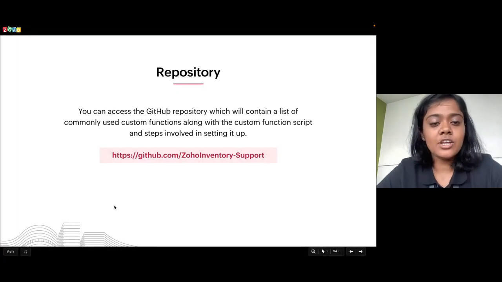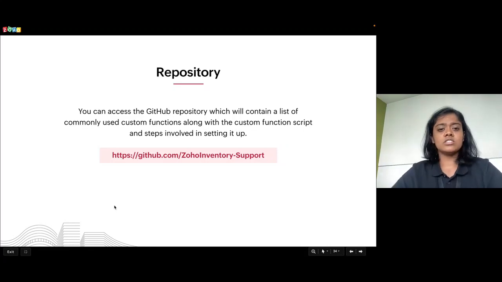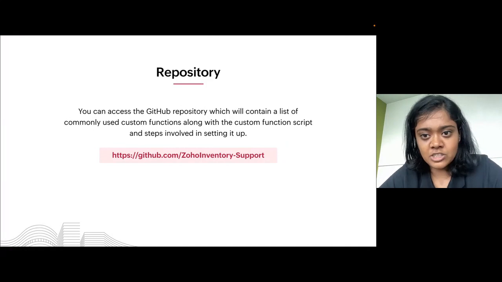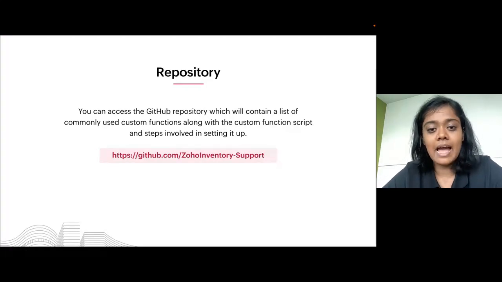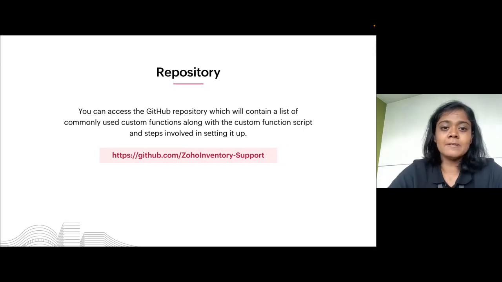So as I had mentioned earlier, you can always access our GitHub repository with a list of all the commonly used custom functions, which will have the script and the steps involved in setting it up. I know it might seem daunting and you might be confused, but I would certainly recommend that you try this all out on your own. And in case you're facing any hurdles or you have any doubts, please feel free to contact our support team, and we're always here to help you out.